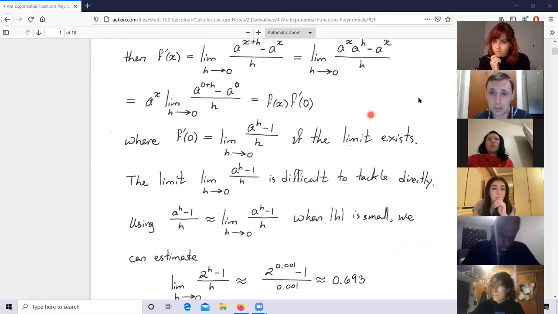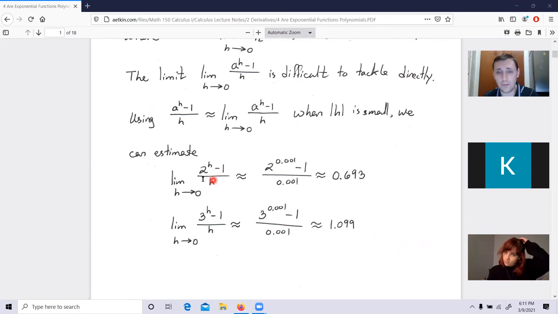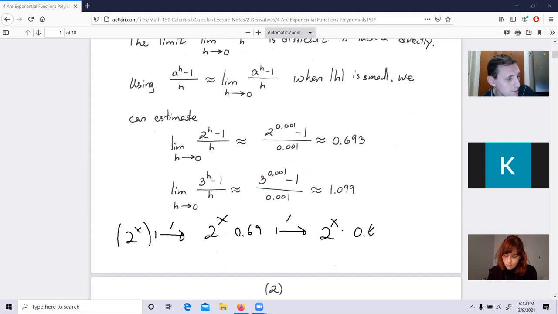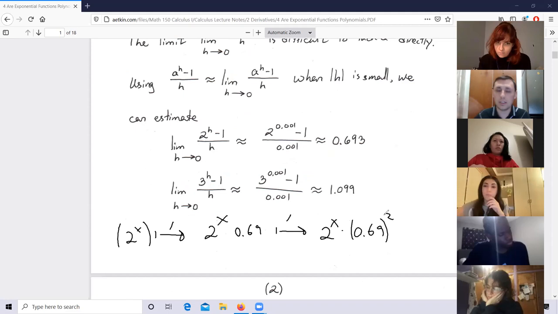By using a calculator, since we could not figure out what this thing is exactly, we estimated that this number for 2 to the x is 0.693, or approximately 0.69. That means if I want to take the derivative of 2 to the x, it becomes 2 to the x times 0.69 approximately. And if I want to take the derivative again, it would be 2 to the x times 0.69 squared, and so forth. If I take the derivative again, it will be cubed. You see that, guys?